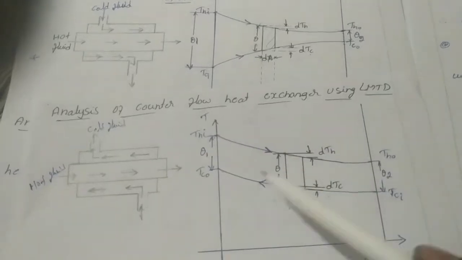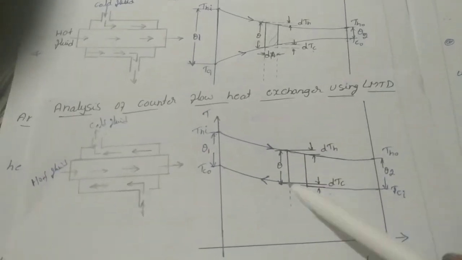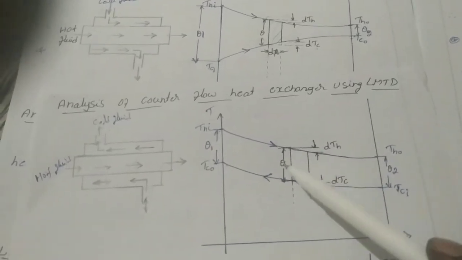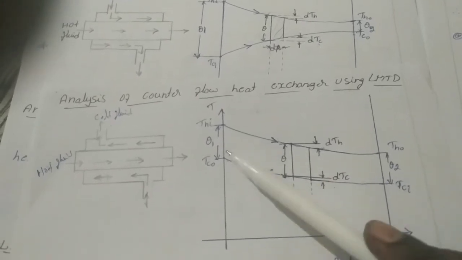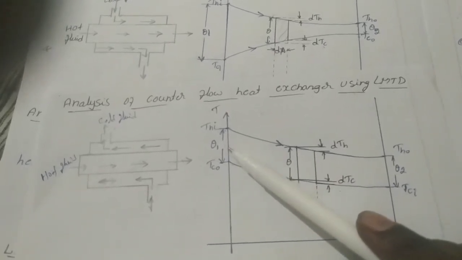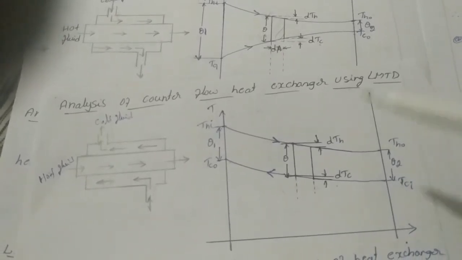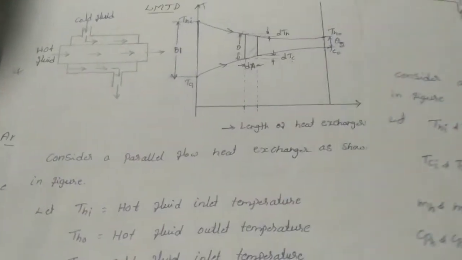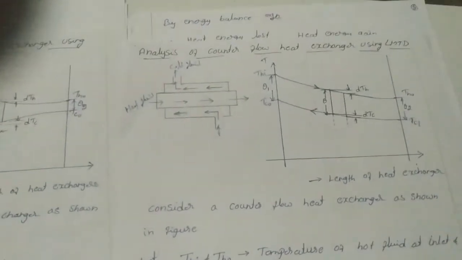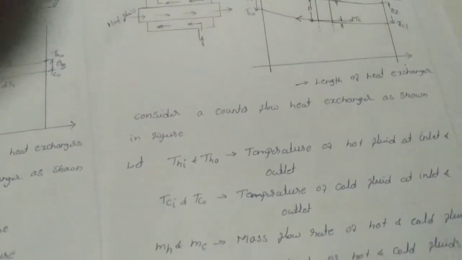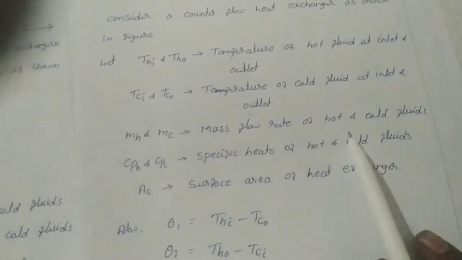Hence, same as it is, we have to take the small elemental area dA having a temperature difference of theta. Theta 1 is the temperature difference at the inlet and theta 2 is the temperature difference at the outlet. The same notations have to be used as for the parallel flow heat exchanger. So same notations we have to use.